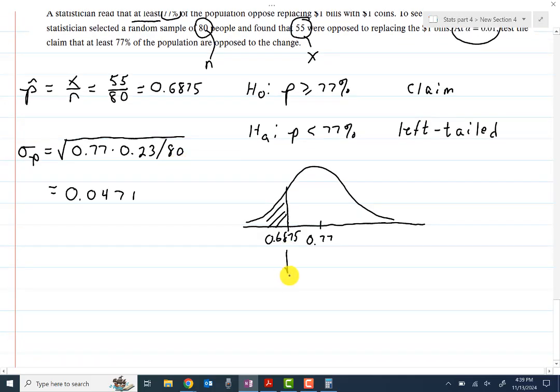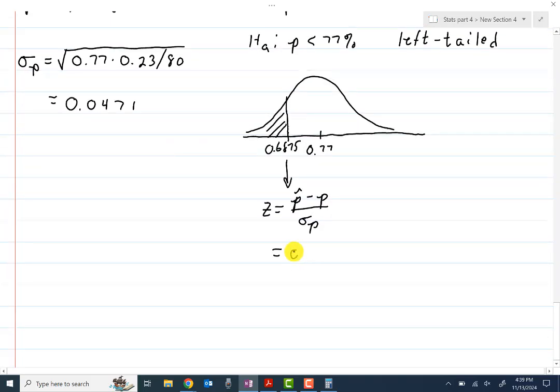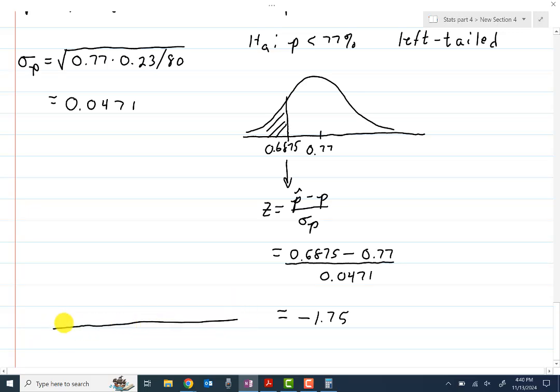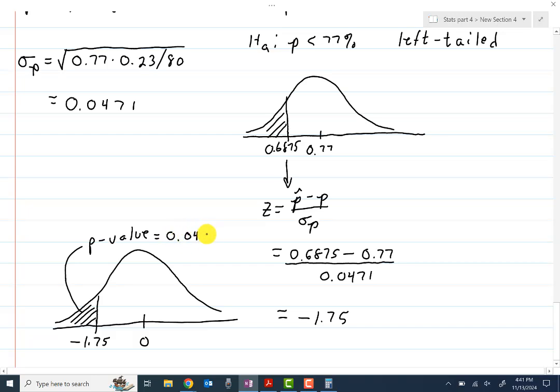Now let me go get the z value. z equals p hat minus p divided by sigma sub p. I get negative 1.75. Let me draw a new picture so that I can use my table. For the p-value, I got 0.04006.